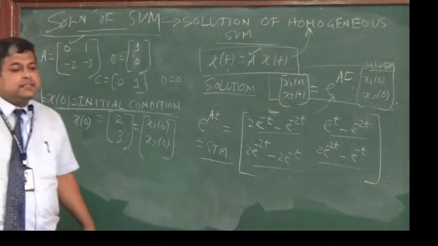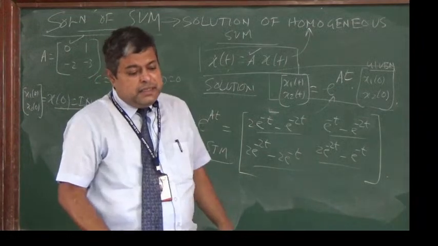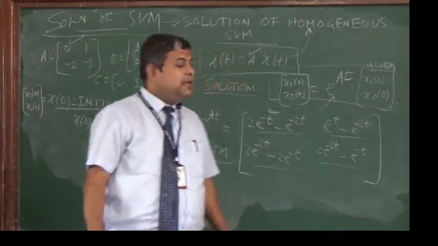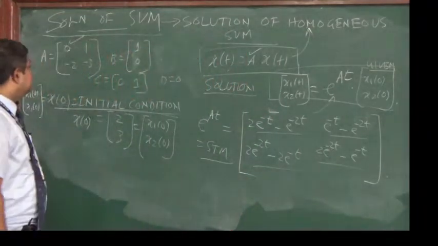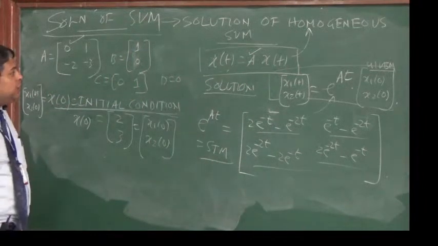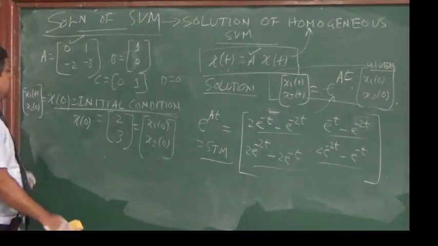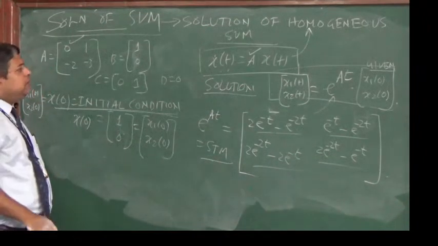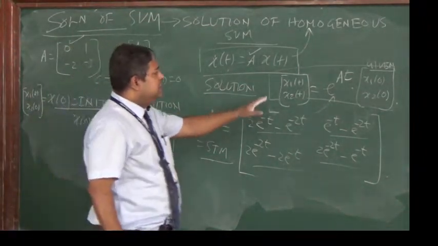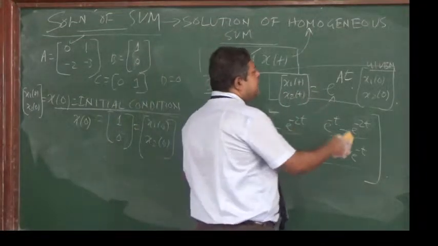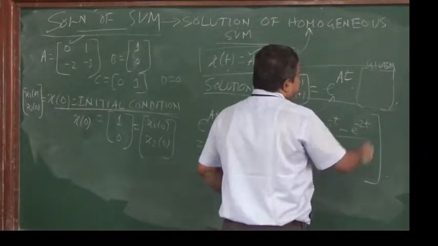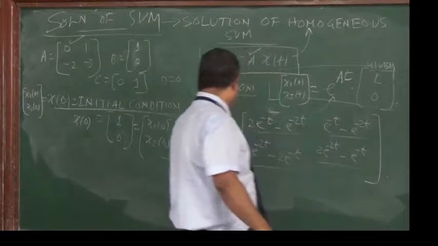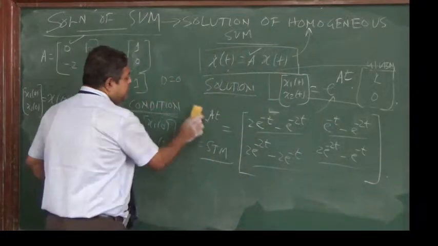Okay, in that case, what will be the system? If I take the initial condition as 1, 0, then what will be the output? So we can take the initial condition as 1, 0 as well, like this problem. So what is the solution? The solution is nothing but x(t) equal to e raised to At into the initial condition. So what is the initial condition? 1 and 0. We have already found e raised to At.